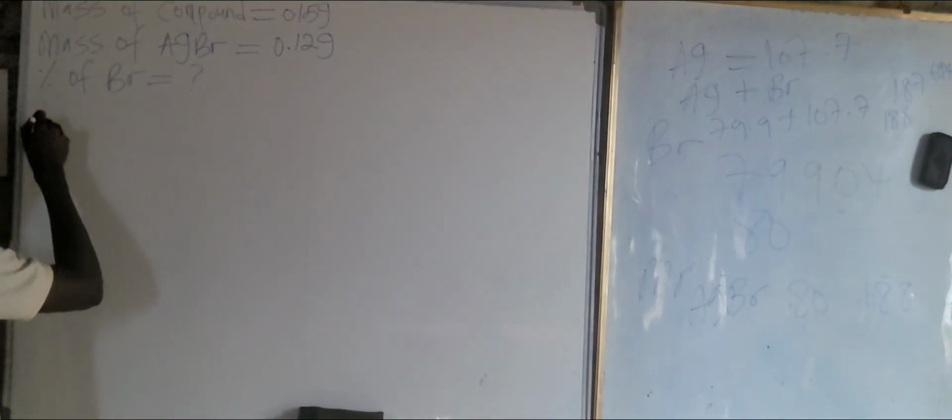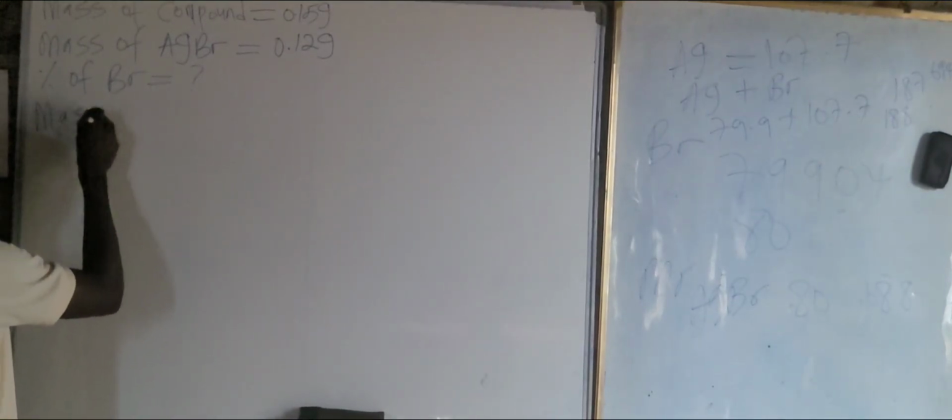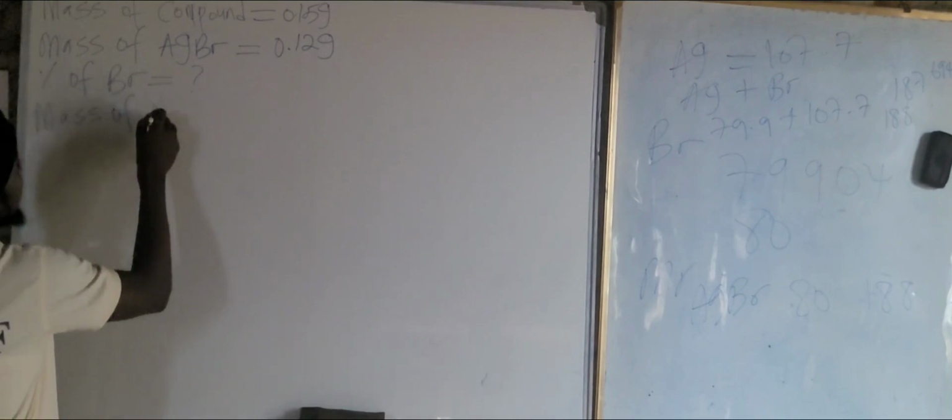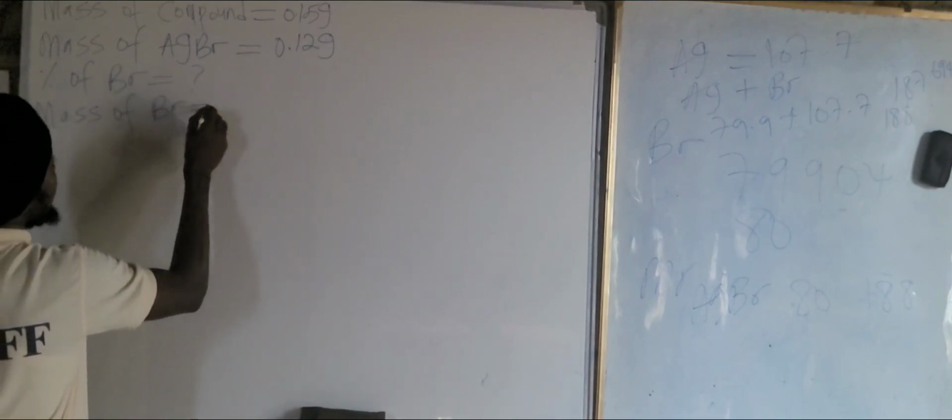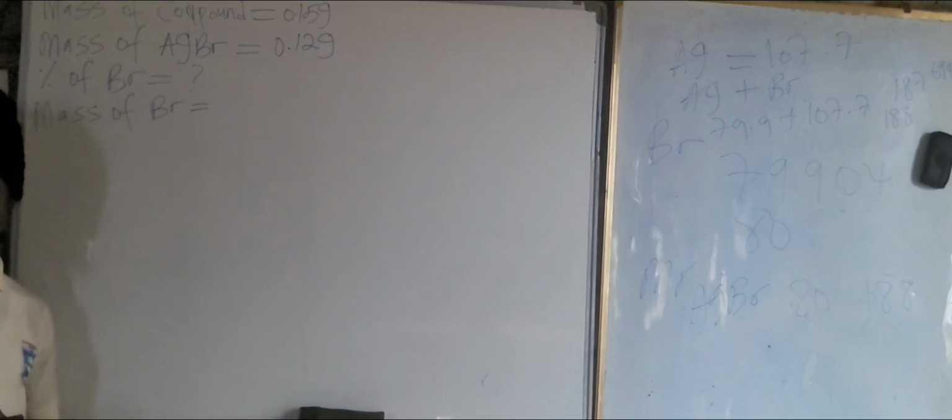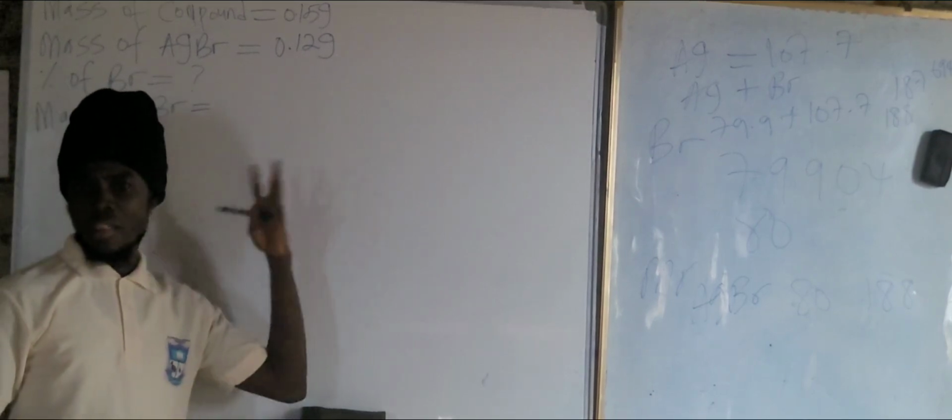So what do we do here in this case now? We say mass of bromine, right? Yes, sir. Mass of bromine here is now equal to, how can you have the mass of bromine here in this case? I've given you the formula, right?